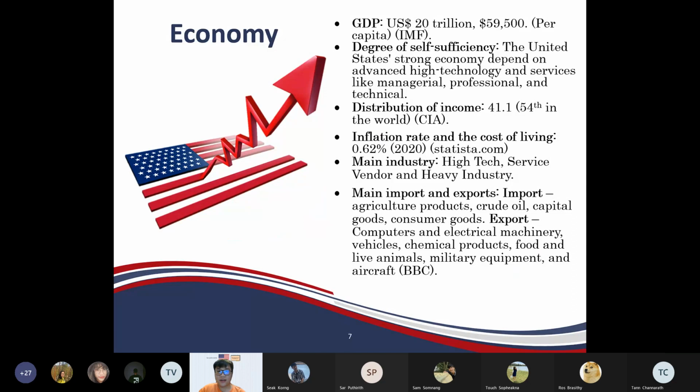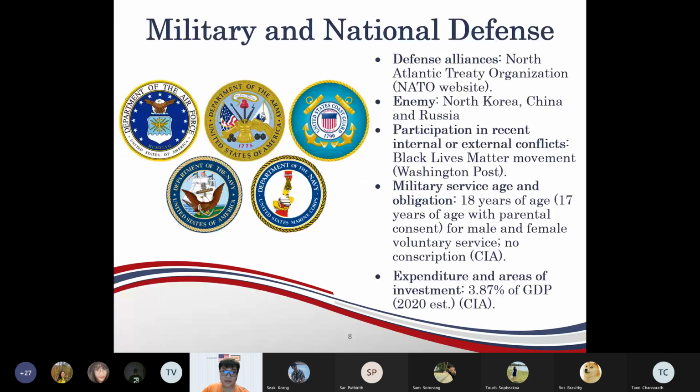Our economy, GDP, is $20 trillion and $59,500 per capita. And the degree of self-sufficiency, the United States depends on advanced high technology services like managerial, professional, and technical. And the distribution of income is 41.1 in the world. The inflation rate is 0.02, and the main industry is high-tech service vendor and heavy industry. And main export and import, we mostly import agricultural products and export heavy machinery and technology.